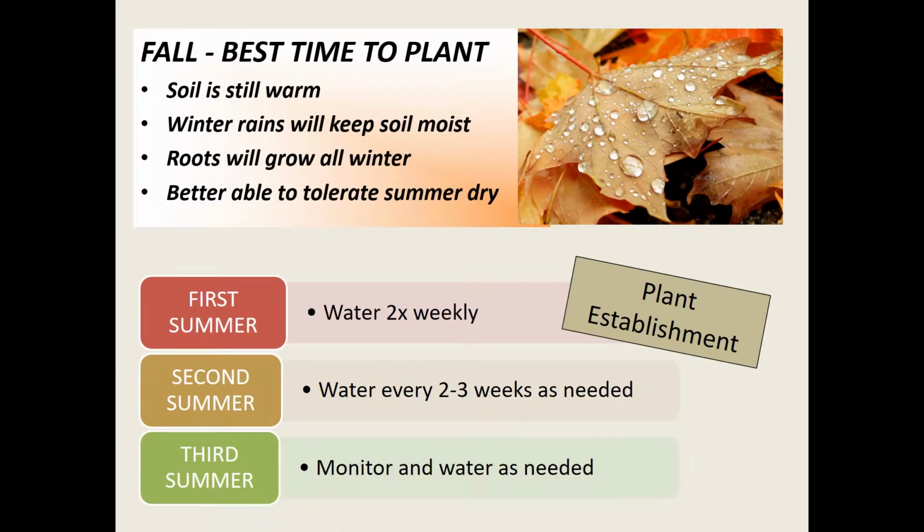After eliminating grass all summer, fall is the best time to plant. The soil is still warm, winter rains do the watering for you, roots can grow all winter, and your plant will be better able to tolerate the dry summers ahead. You can still plant in the spring to get similar results. Plants will still need supplemental watering for the first few years. They will need to be watered more for the first couple of years.